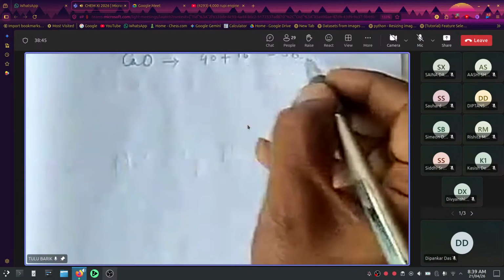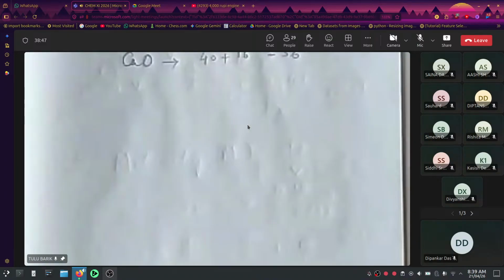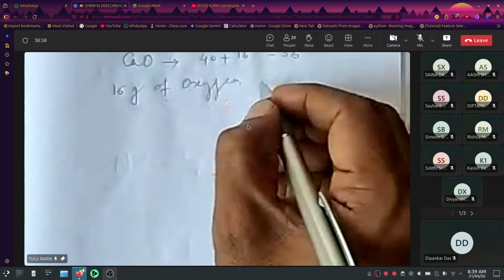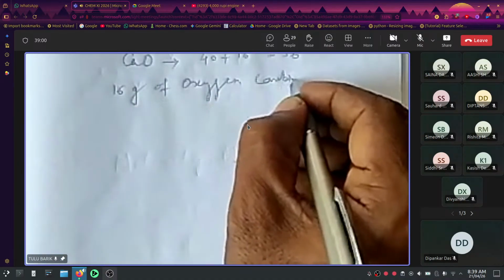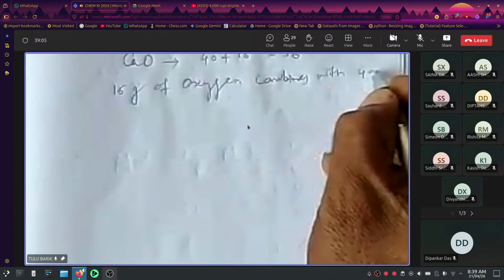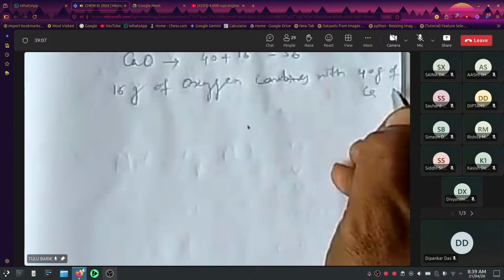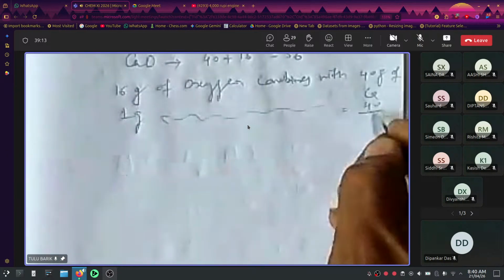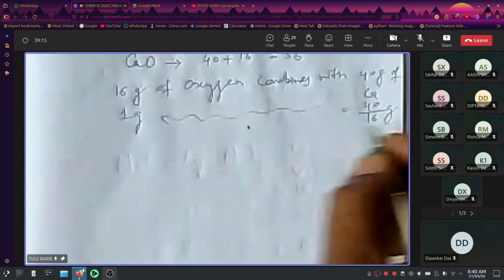Is it 56 or not? Yes, sir. In this compound, 16 grams of oxygen combines with 30 grams of calcium. Do you understand? So 1 gram of oxygen combines with 30 by 16 grams of calcium.